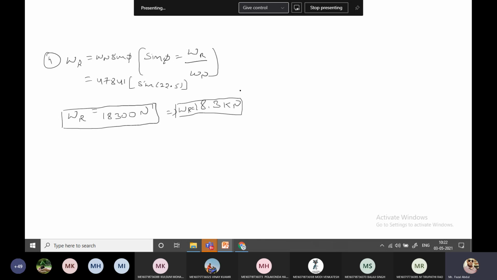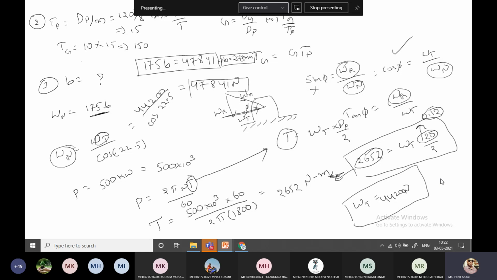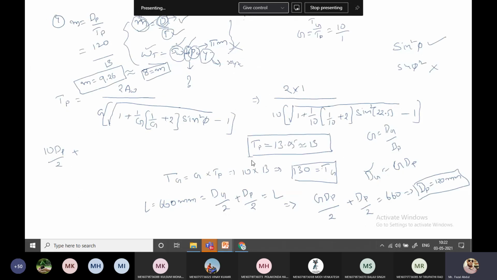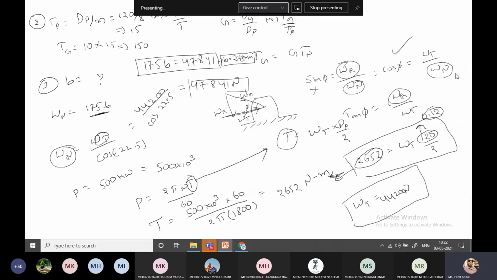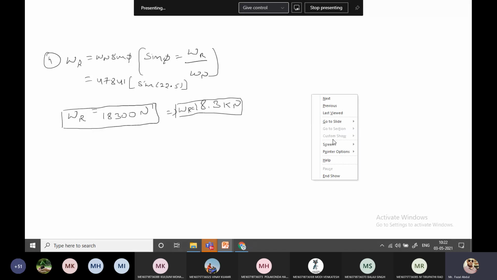Whatever the parameters asked in the question. Now, is any other parameter there to calculate? PC is there. Additionally, I am telling PC, circular pitch. WN we know, WR we just now calculated. WT is calculated, so we can use this equation and calculate it. Only the PC is the unknown parameter here. Additionally I am calculating.